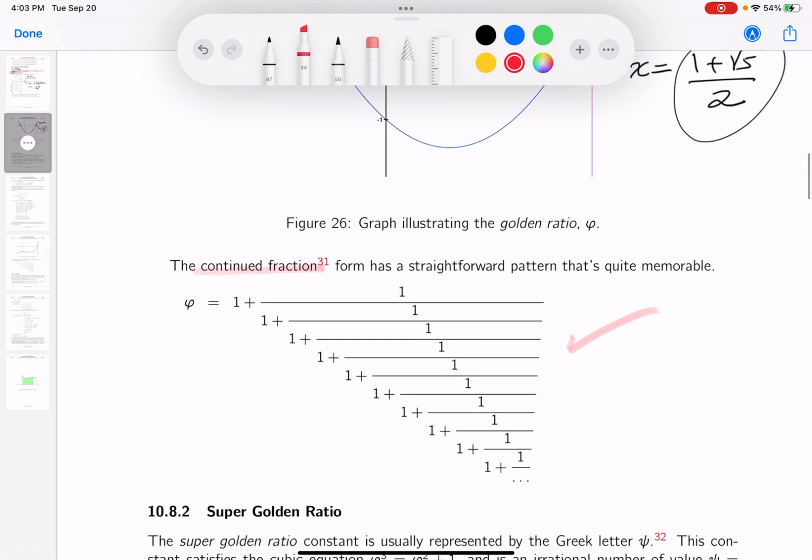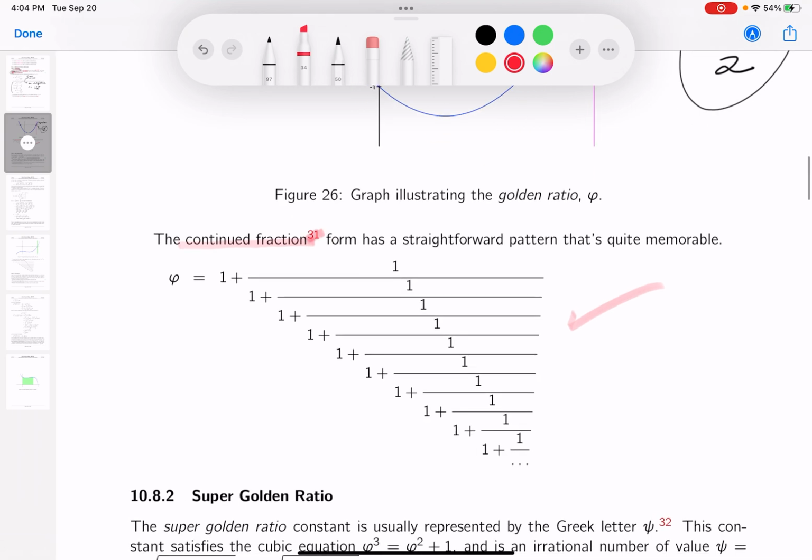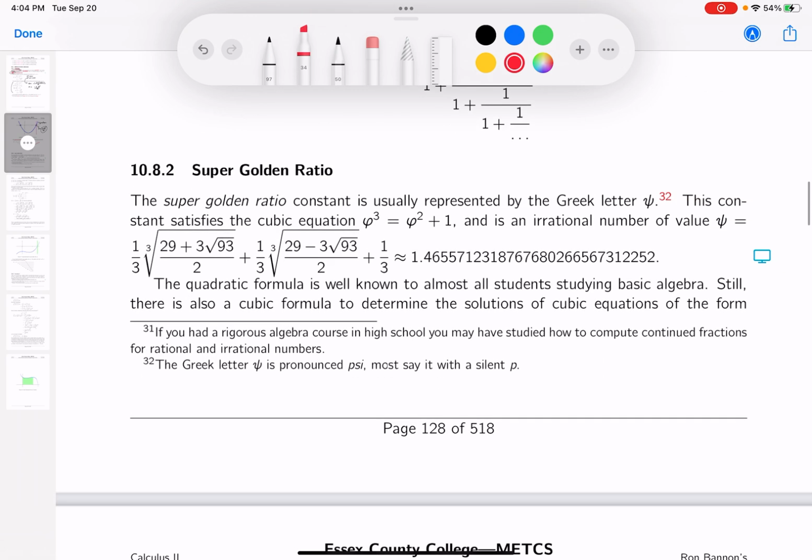Right now, I'm going to read that footnote to you. If you've taken a rigorous course of algebra in high school, you might have seen them compute continued fractions for both rational and irrational numbers. That would be a rigorous algebra course in high school. They did it most likely, certainly, for rational numbers, but you can also do it for irrational numbers. All right, thank you.